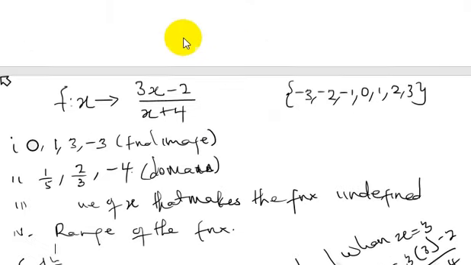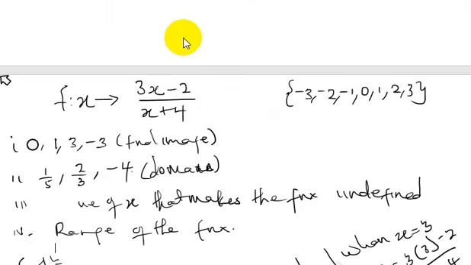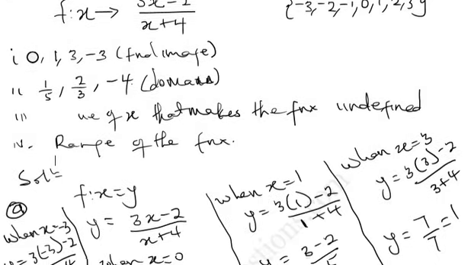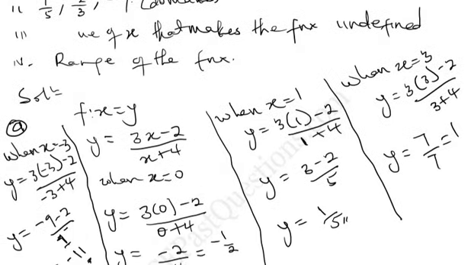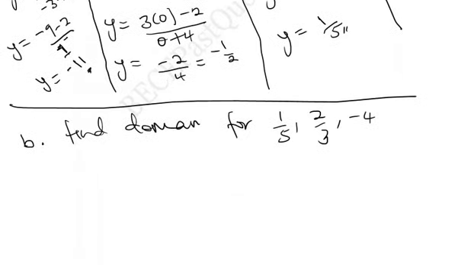Yes, and also minus 4. Now, so now we know that we said y is equal to 3 bracket x minus 2 all on x plus 4, and we put in the domain to get what?